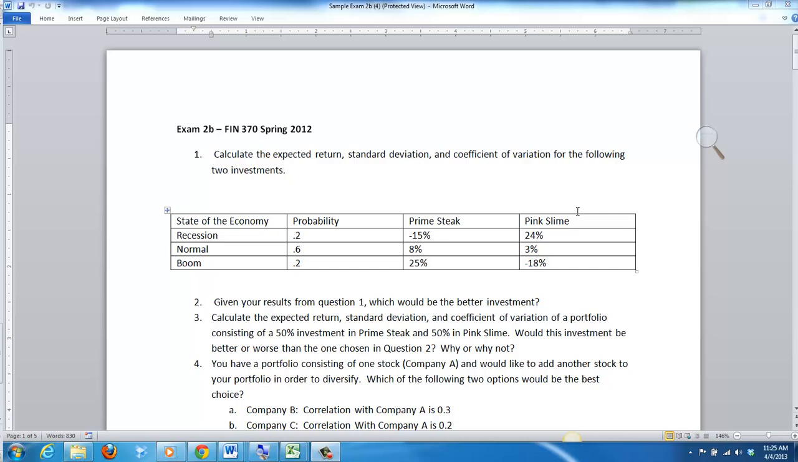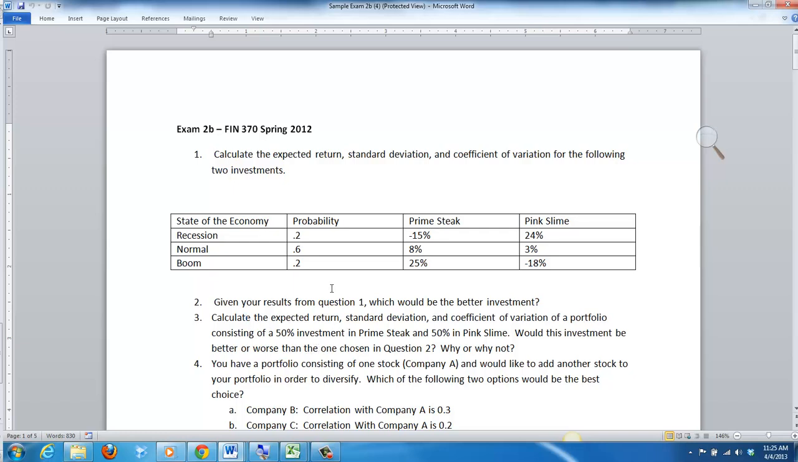Hello everyone. I just wanted to go over a problem on one of the sample exams with you because I've received a number of questions about it. And that problem is number 3 on sample exam 2B. Number 3 says calculate the expected return, standard deviation, and coefficient of variation of a portfolio consisting of 50% investment in prime stake and 50% in pink slime. Would this investment be better or worse than the one chosen in question 2?